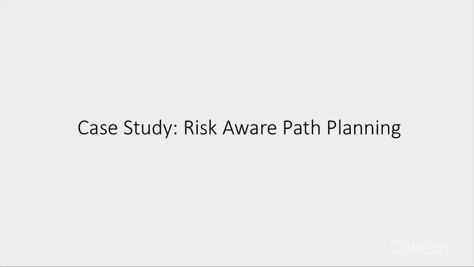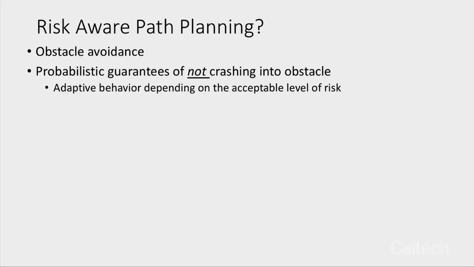So I'm going to get into a case study, which is risk-aware path planning, one of the critical applications for rover autonomy for JPL. So what is risk-aware path planning? There are some guarantees that you want to get from these rover navigation algorithms, which is obstacle avoidance, and you would also want them to, with guarantees, stay away from the obstacles and not crash into them.